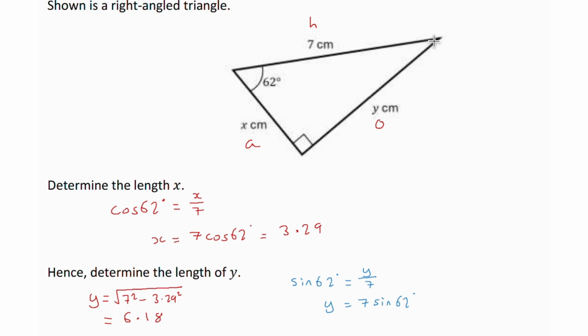Alternatively, y could get smaller, which would mean this angle gets smaller, or y could get bigger, and that would increase this angle.